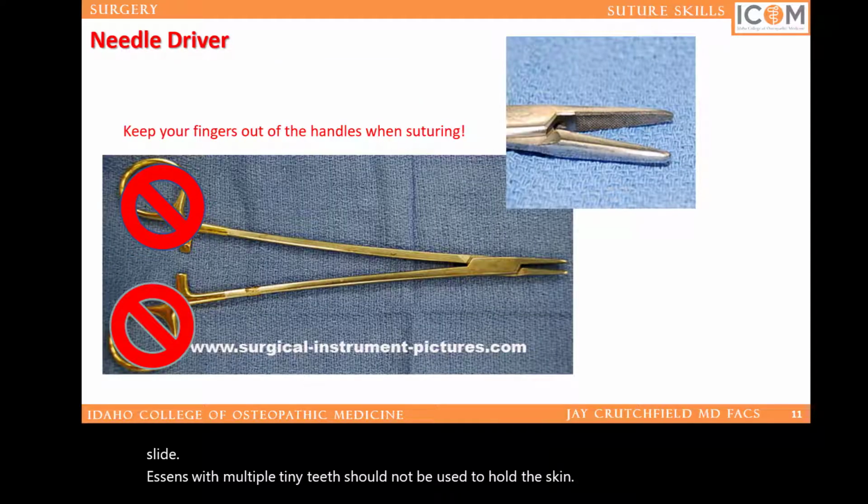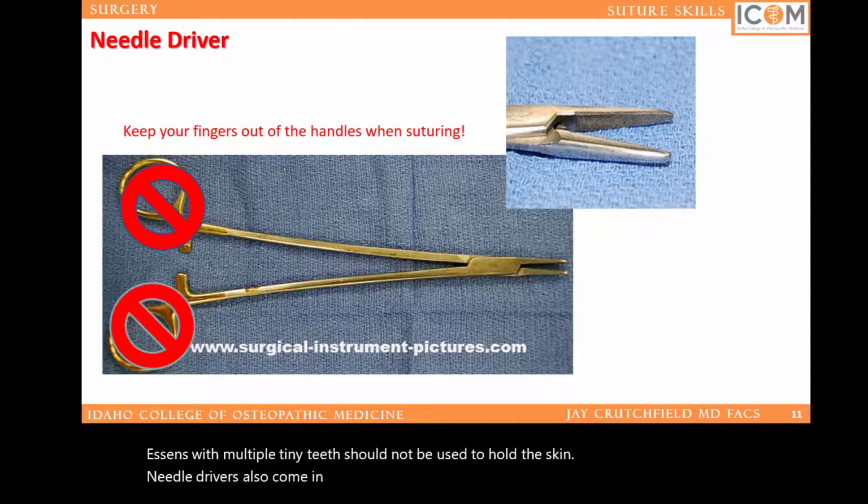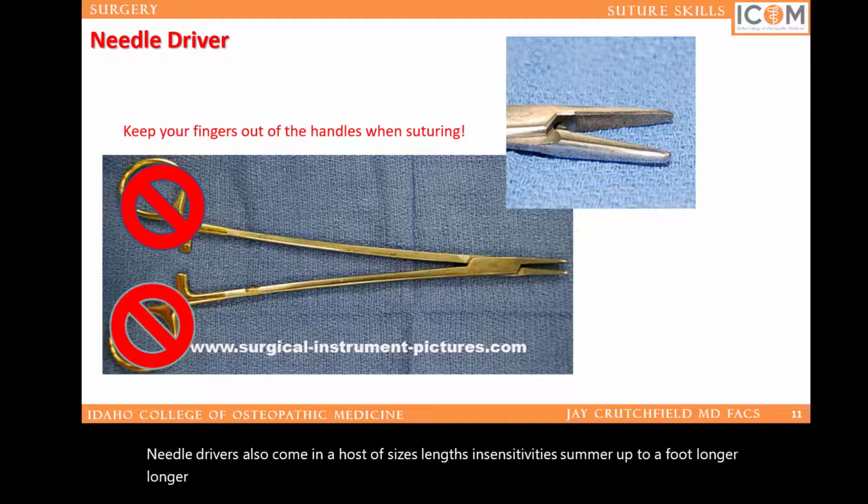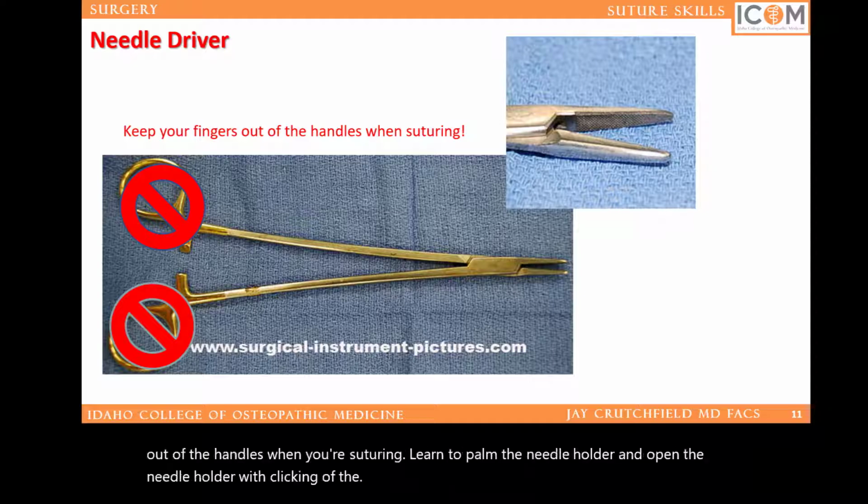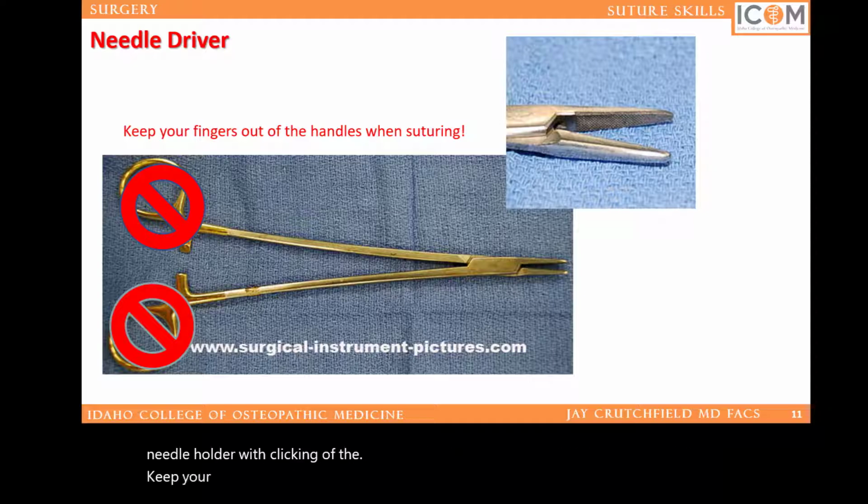Needle drivers also come in a host of sizes, lengths, and sensitivities. Some are up to a foot long or longer. Some are small, 4 inches. And the mouth of the driver is also different depending on if you're sewing with a tiny needle or a large, thick needle. Remember, keep your fingers out of the handles when suturing. Open the needle holder with your palm. Learn to do this for proficiency.